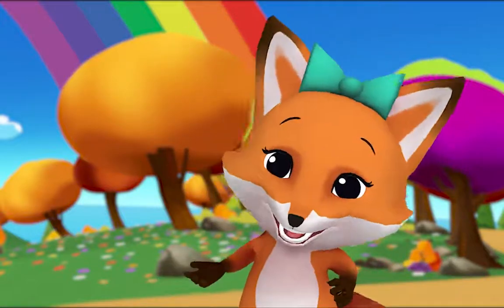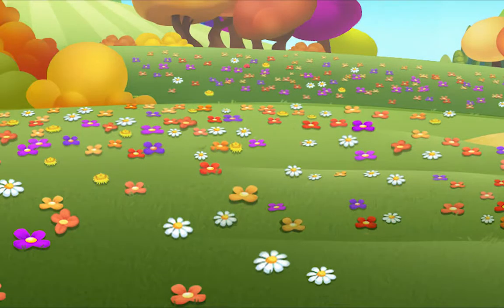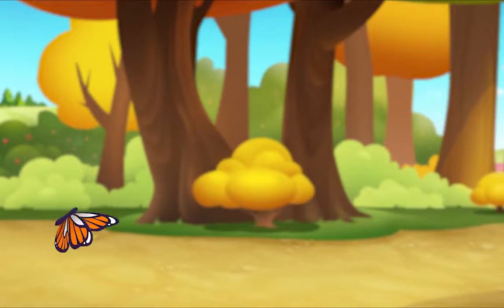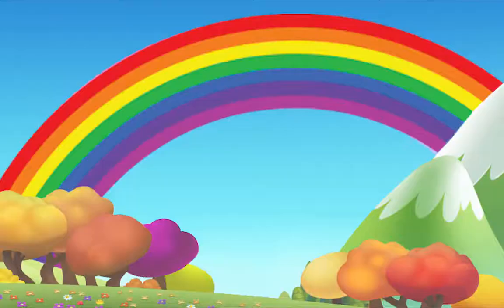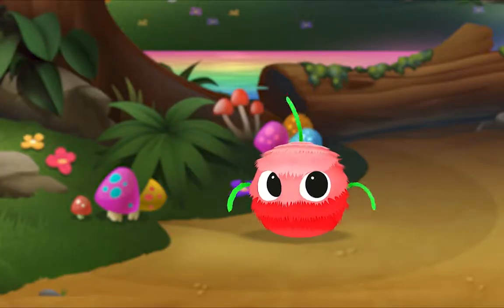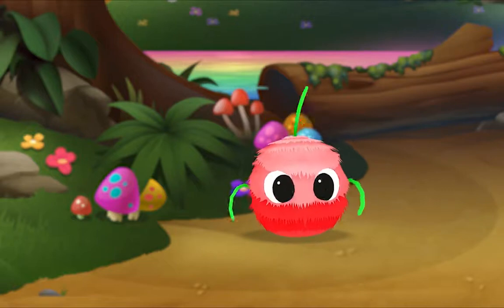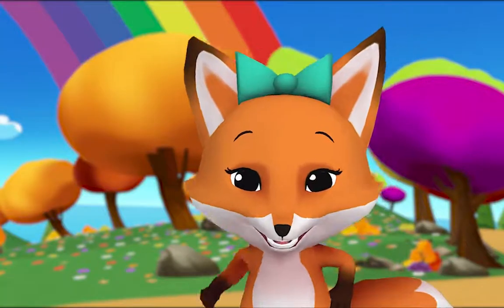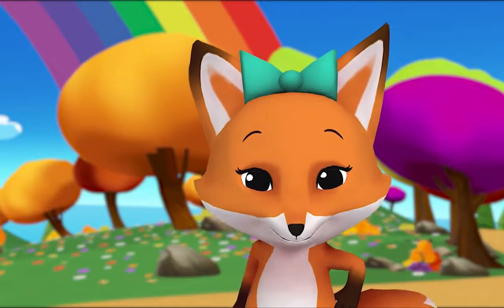Let's listen to the beginning letters again. Flowers. What's that letter? F! Butterfly. What's that letter? B! Rainbow. What's that letter? R! Wiggle bug. What's that letter? W! Let's put these 4 letters in our learning book.